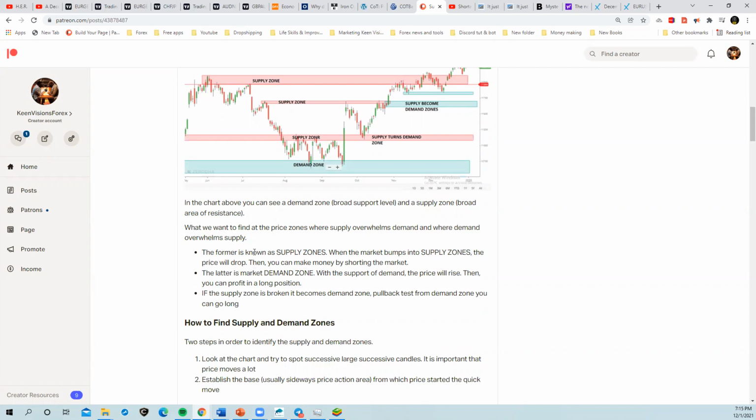Again, let me read that again. The former is known as supply zones. When the market bumps into supply zones, the price will drop. Then you can make money by shorting the market. So I'll try to break that down and explain it in a second.